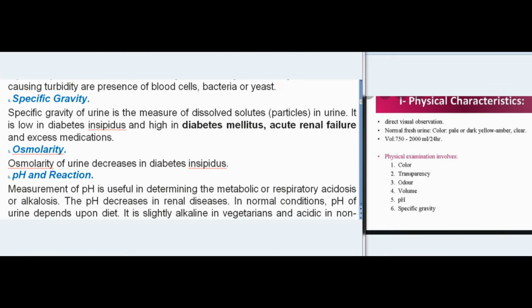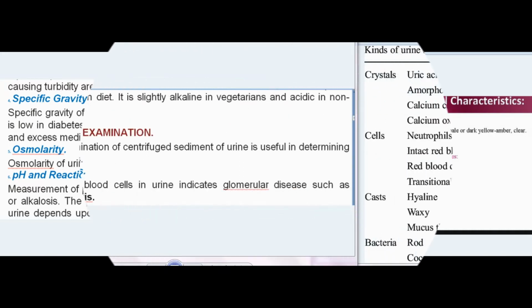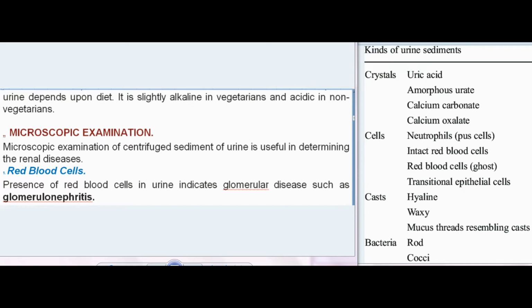Specific gravity: specific gravity of urine is the measure of dissolved solutes, particles, in urine. It is low in diabetes insipidus and high in diabetes mellitus, acute renal failure and excess medications. Osmolarity: osmolarity of urine decreases in diabetes insipidus. pH and reaction: measurement of pH is useful in determining metabolic or respiratory acidosis or alkalosis. The pH decreases in renal diseases. In normal conditions, pH of urine depends upon diet. It is slightly alkaline in vegetarians and acidic in non-vegetarians.